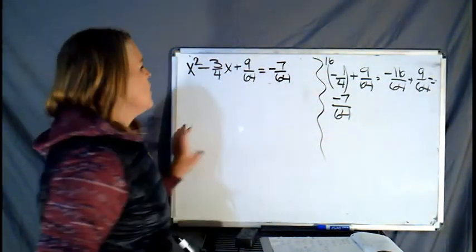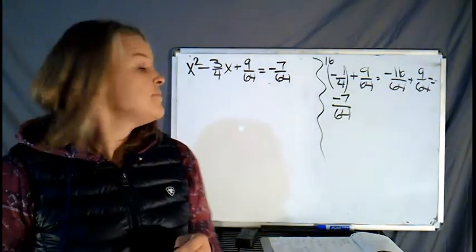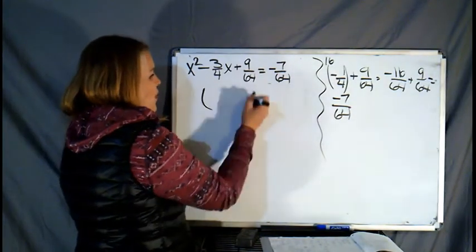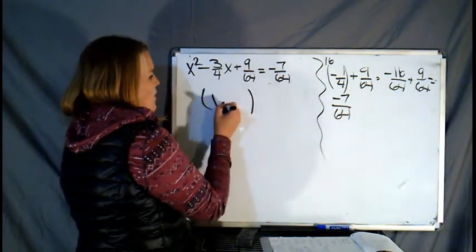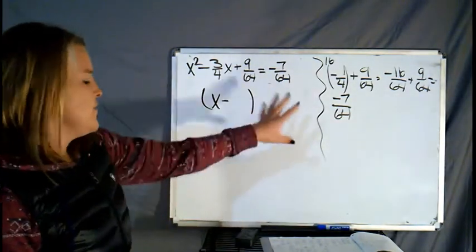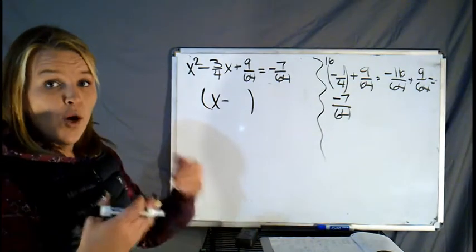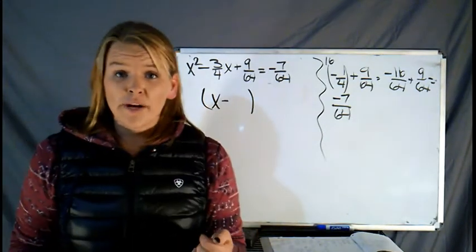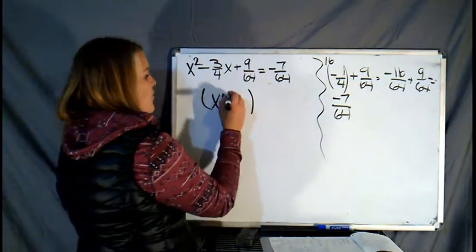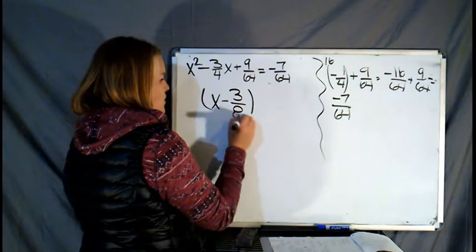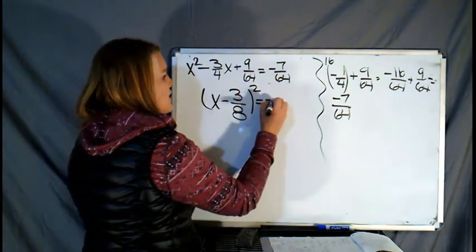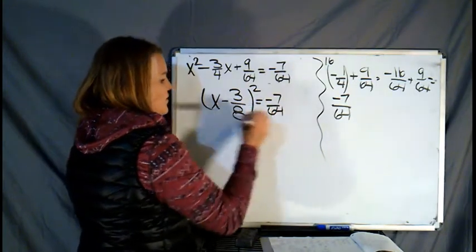Okay. Once we've got to here, we can factor. Now it's going to be a perfect square. So I'm going to write my parentheses, and I'll have x minus, and now I obviously don't have it up here, but if you look back, what was our b over 2 before we squared it? It was negative 3 over 8. So x minus 3 over 8, squared, is equal to negative 7 over 64.